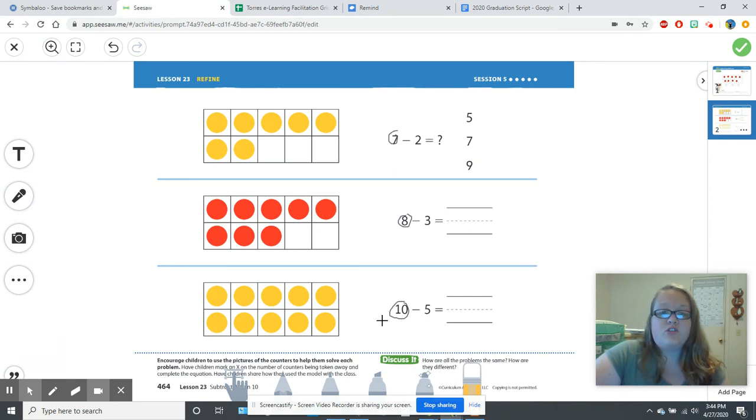For the next 2, they want you to cross off what's being subtracted and then write your answer. After you finish this, you are ready for the quiz.